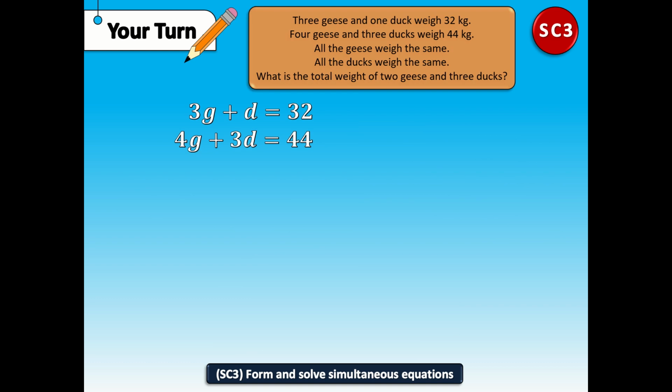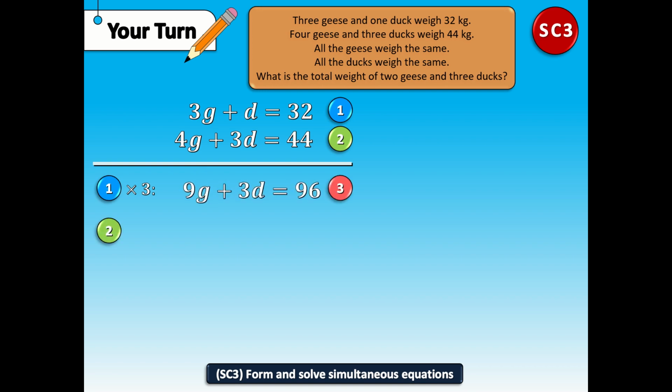For the amber question, 3 geese and 1 duck weigh 32 kilograms, 4 geese and 3 ducks weigh 44 kilograms. All geese weigh the same and all ducks weigh the same. So what is the total weight of 2 geese and 3 ducks? So again, I form the simultaneous equation. I can times the first one by 3 and take away the second one.